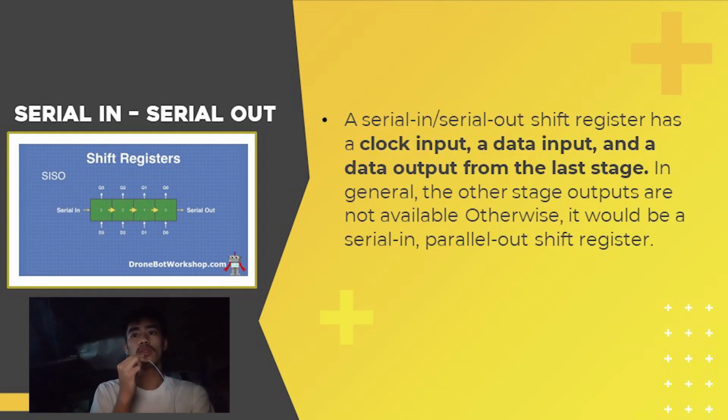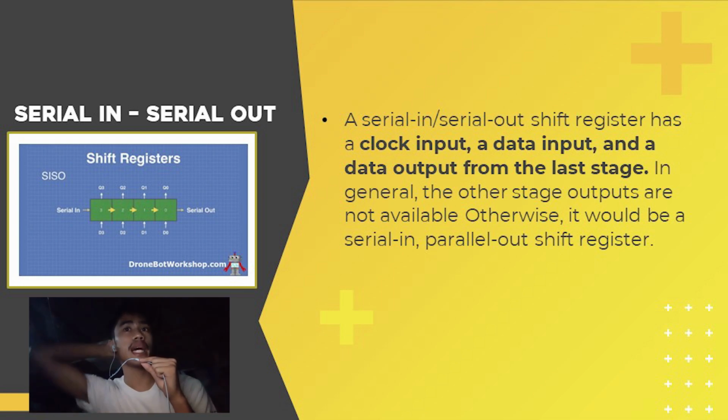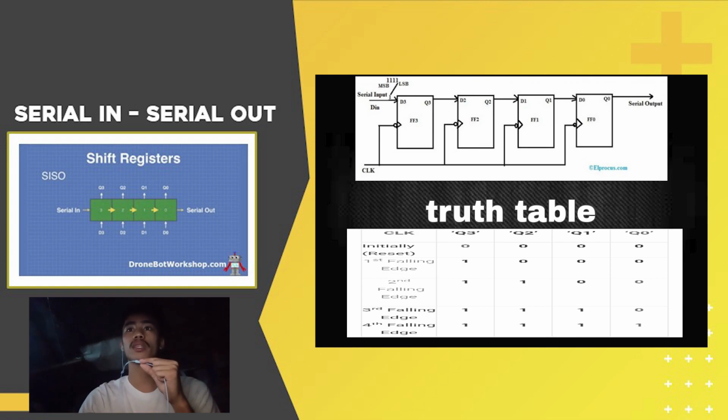Serial in, serial out, or SISO. The shift register has a clock input, a data input, and a data output from the last stage. In general, the other stage outputs are not available, otherwise it would be a serial in, parallel out shift register. So meron tayong example dito ng ating binary number, which is 1011. So bago tayo dumako doon, yung circuit muna natin is magre-reset. So ang magiging output muna natin sa every register will be 0. So lahat is magiging 0, apat is magiging 0.